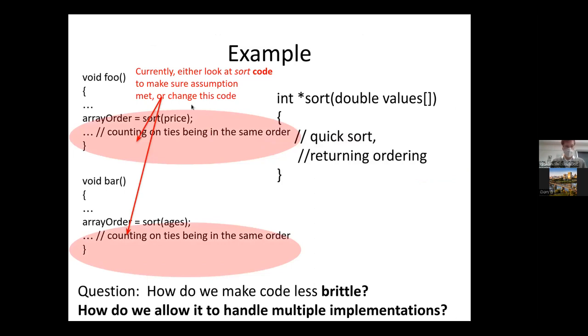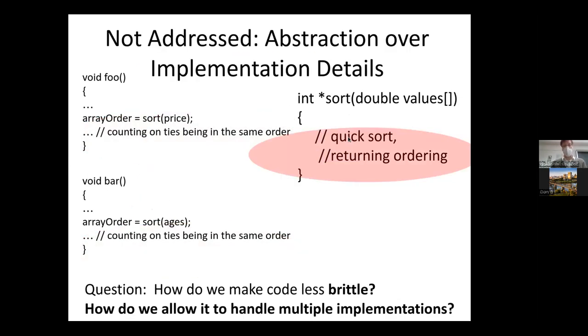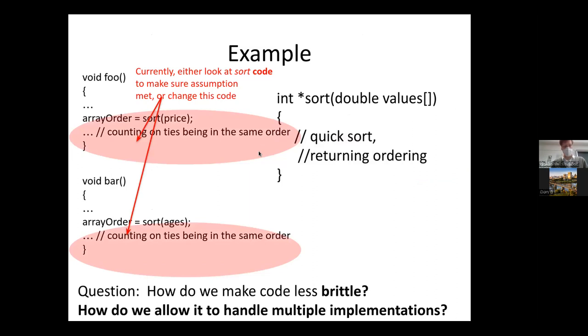So what are we supposed to do? Well, every time this code changes, we could look at it and check if it still works. Okay, we recognize, oh, it changed from bubble sort to quick sort. Now we've got to change this. We've got to fix this. But it's a problem. So the key idea here is specification.